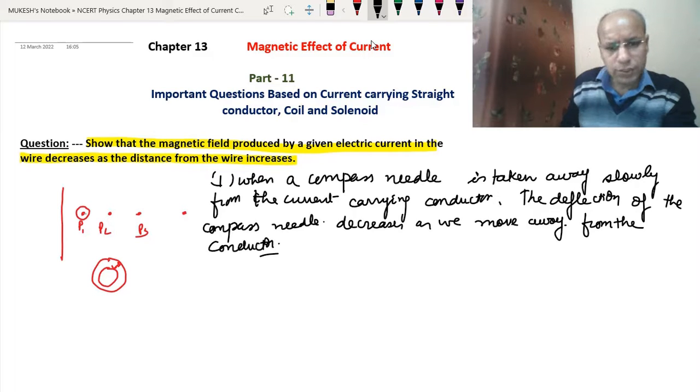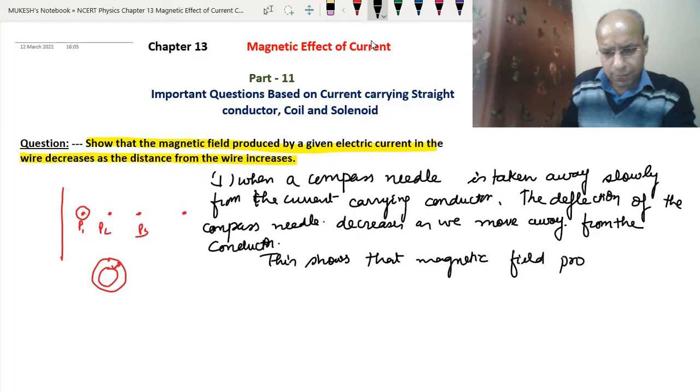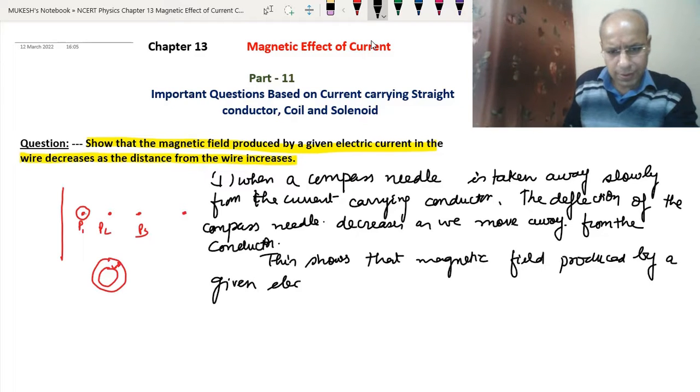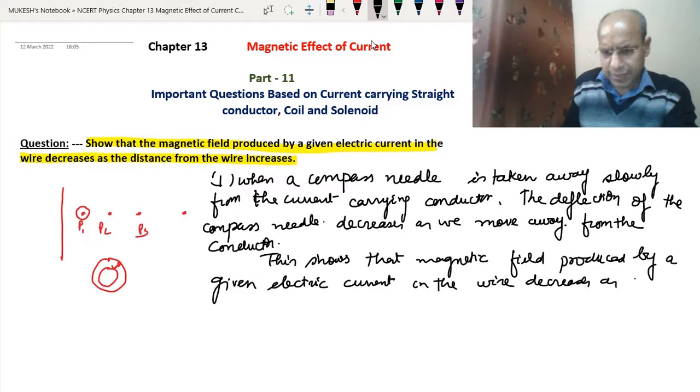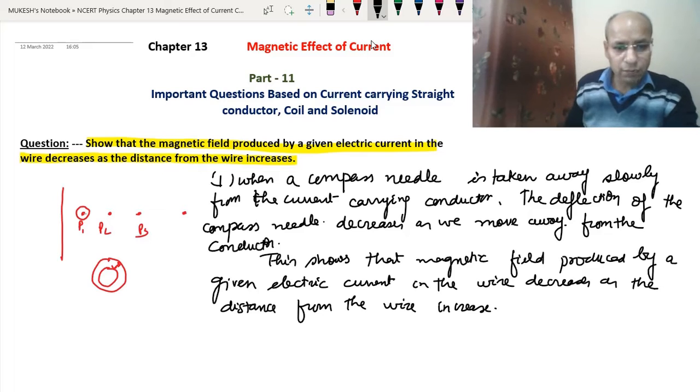Okay, this shows that the magnetic field produced by a given electric current in the wire decreases as the distance from the wire increases. I hope this is clear to you. Now, what is the second option that we can give here?